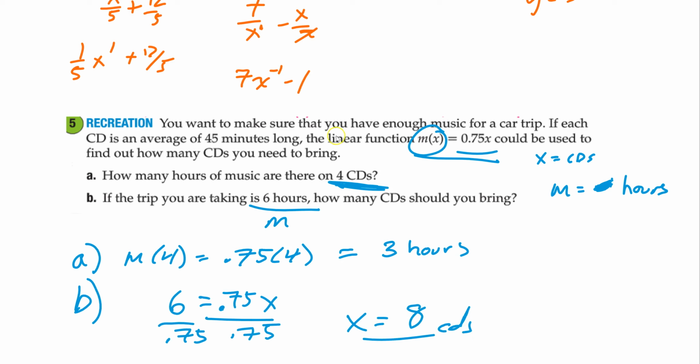So let's look real quick at understanding that if I give you an equation, you have to understand what the 2 variables are. In this case, x is CDs, M is hours. So when they give us CDs, you plug it in for the x. When they give you hours, you plug it in for the M.